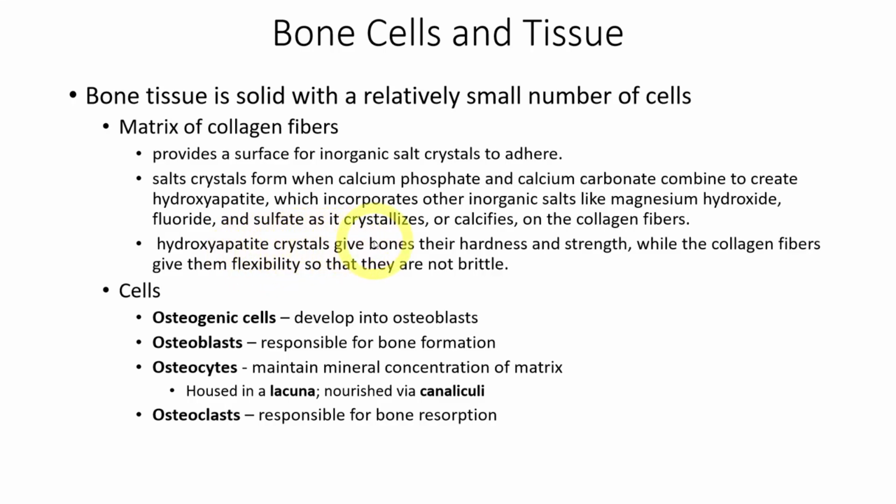Apatite crystals give the bone its hardness and strength. They make the bone harder than steel, while the collagen fibers give the bone flexibility, so they're not too brittle like glass, but they are kind of brittle.